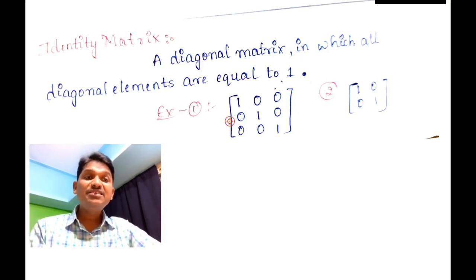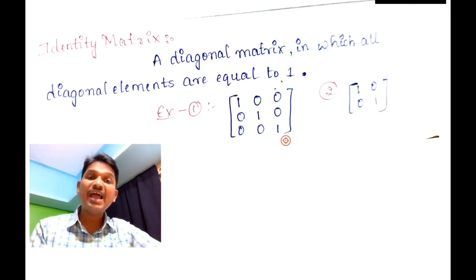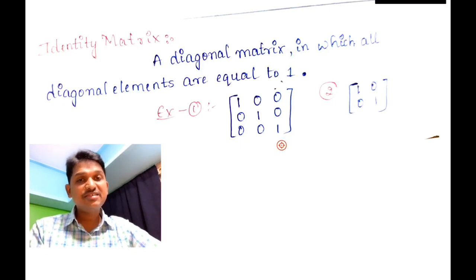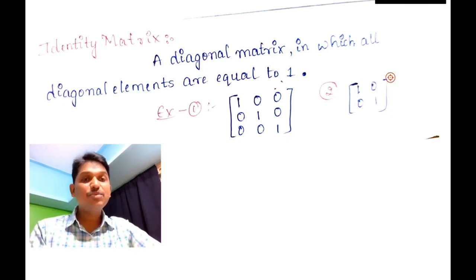You see, is it a diagonal matrix? Yes, all non-diagonal elements are 0. So first of all, it is a diagonal matrix. All diagonal elements are equal to 1. Yes, all diagonal elements are equal to 1. So what this matrix is? This is the identity matrix. And identity matrix is denoted by I, capital I. Okay.